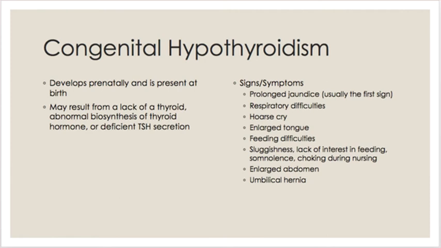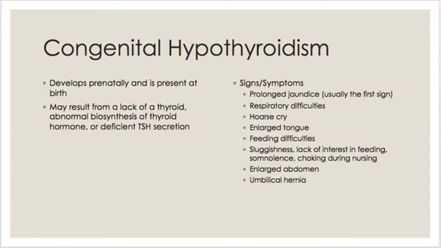Let's talk a little bit more about congenital hypothyroidism. This develops prenatally, right? So it happens in utero, and then it's going to be presented at birth. It may result from a lack of a thyroid, abnormal biosynthesis of thyroid hormone, or deficient TSH secretion. Now remember, the thyroid hormone is needed for growth and brain development. So if left untreated, this is going to result in mental retardation and impaired physical growth.